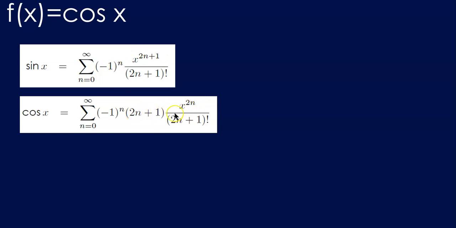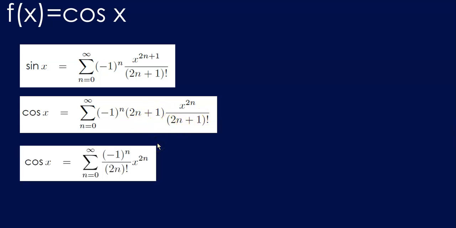I subtract 1 from the power. I now have x to the 2n, times 2n plus 1 times 2n over 2n plus 1 factorial. Those will cancel. I'll be left with just 2n factorial on the bottom. So that is my formula for 2n.